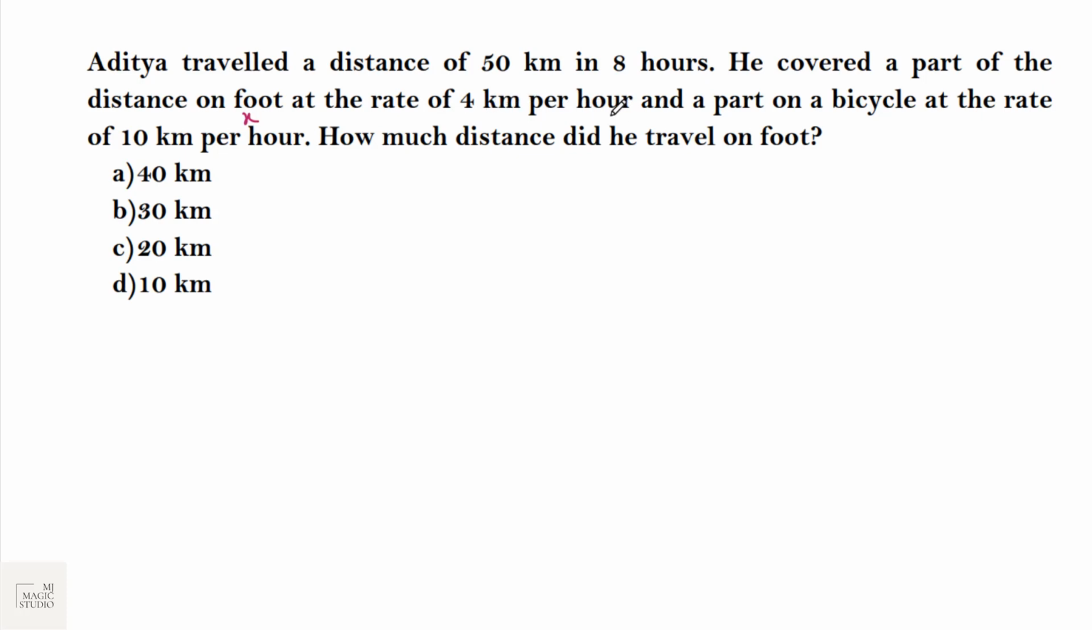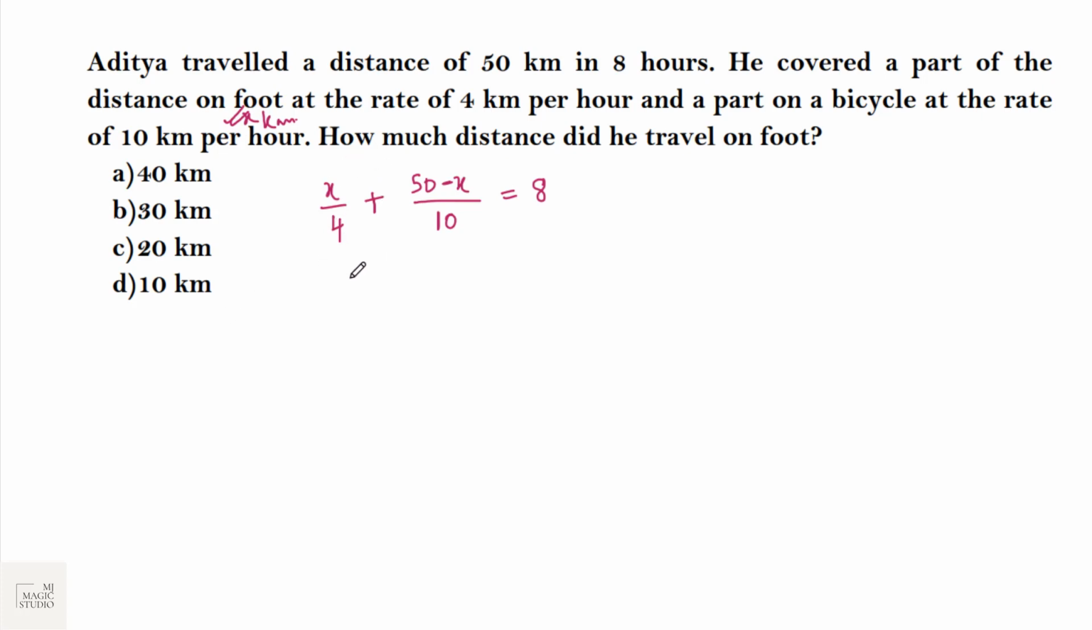Okay, so the part traveled on foot is x kilometers. So the time required will be x by 4 on foot, plus the part on bicycle. On bicycle he traveled 50 minus x at the rate of 10 kph. So the time he spent traveling on bicycle is 50 minus x by 10. If we are using the equation method, then that should be equal to the total time taken. Got it? How much distance did he travel on foot? That is what we have taken as x. So we need to find the value of x.